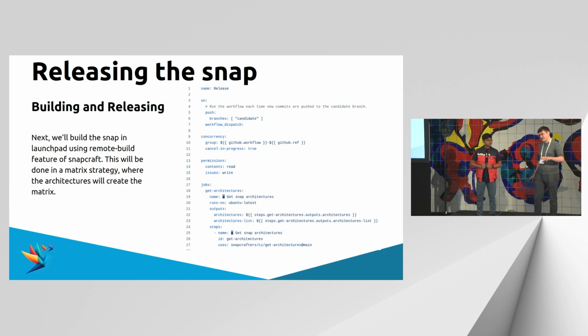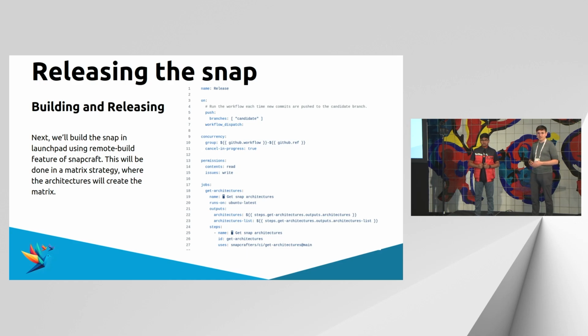So important to note here is that we are actually using remote build in order to build your snap on Launchpad builders. This is very interesting because GitHub Actions only supports a very limited set of architectures. However, Launchpad, Canonical, has been generous enough to just give anyone free access to build snaps on basically any common architecture that exists, including things like RISC-V.